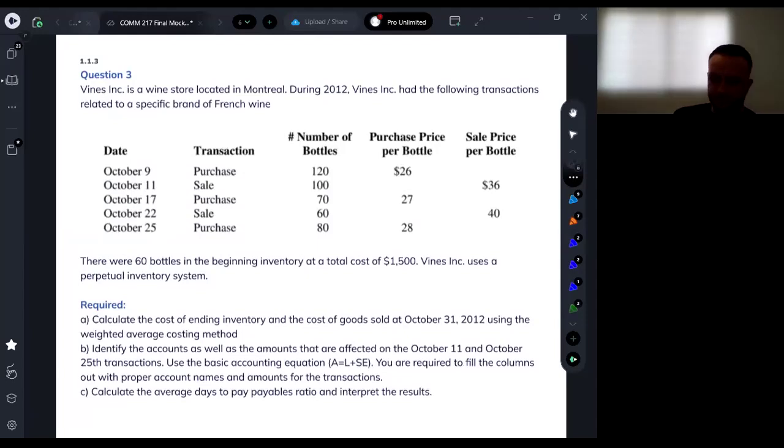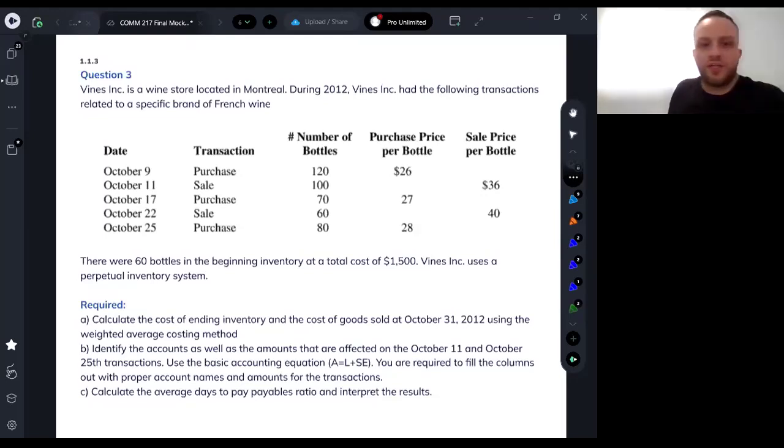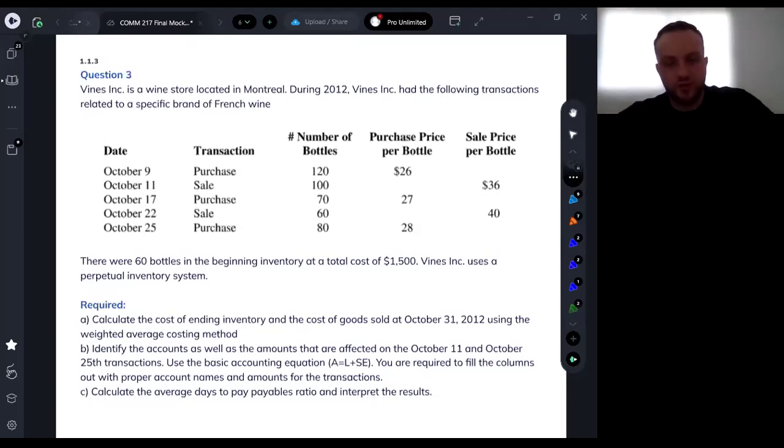Inventory. So Vines Inc. is a wine storage located in Montreal. During 2012, Vines Inc. had the following transactions related to a specific brand of French wine. So they give us all that.